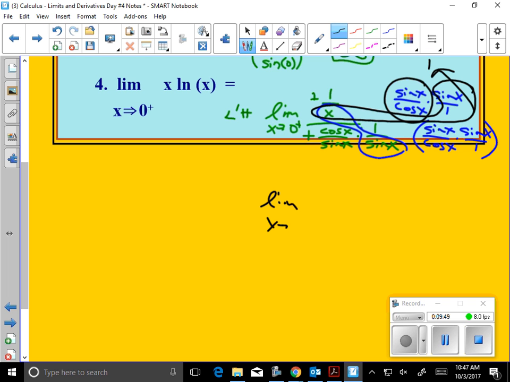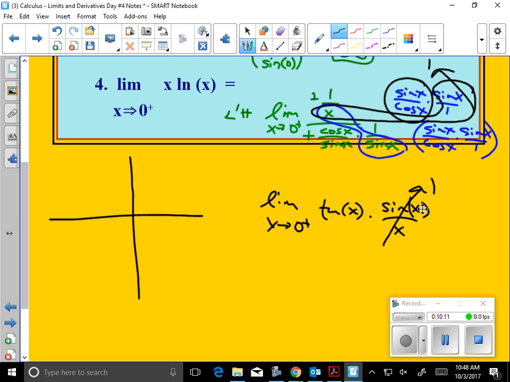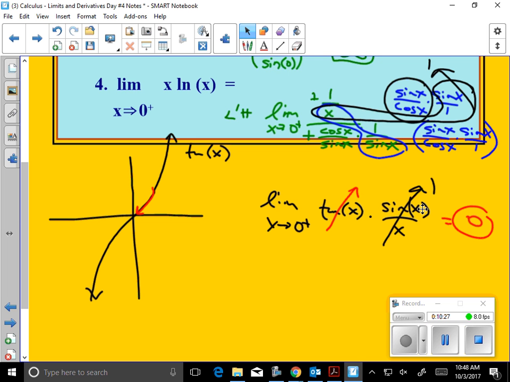Okay, so let's talk about that for a second. Limit as x goes to 0 from the right of tan x times sine x over x. Everybody agrees that's going to go to 1. So we just have to determine what the limit is of tangent as x goes to 0. What is that? Yeah, 0. Look at the graph of tangent. Here's tan x. As x approaches 0 from the right, it's going to 0. So this equals 0.